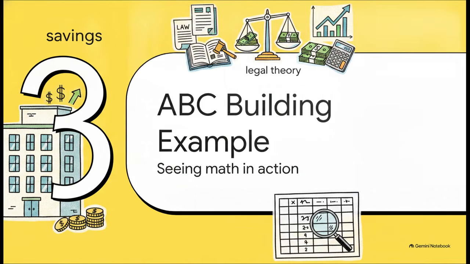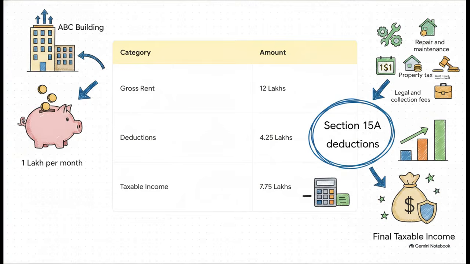Section 3, the ABC building example. Seeing the math in action. All right, let's move away from theory for a second and see how this builds into real-world savings with a practical case study. Let's imagine you own the ABC building. It brings in 1 lakh per month, meaning your annual gross rent sits at 12 lakhs.